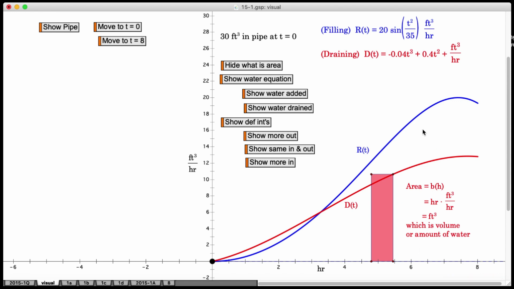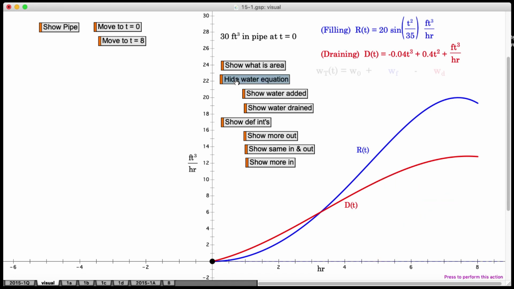Under the blue curve would be the amount of water that flows into the pipe, and under the red curve would be the amount of water that's drained out of the pipe. So now let's write an equation. This is a very simple equation. The amount of water in the pipe at any time t would be the amount of water that was in the pipe at the start, the initial condition at time t equals 0, plus the amount of water that flows into the pipe, minus the amount of water that is drained out of the pipe. So water that's there, water flowing in, subtract water draining out.